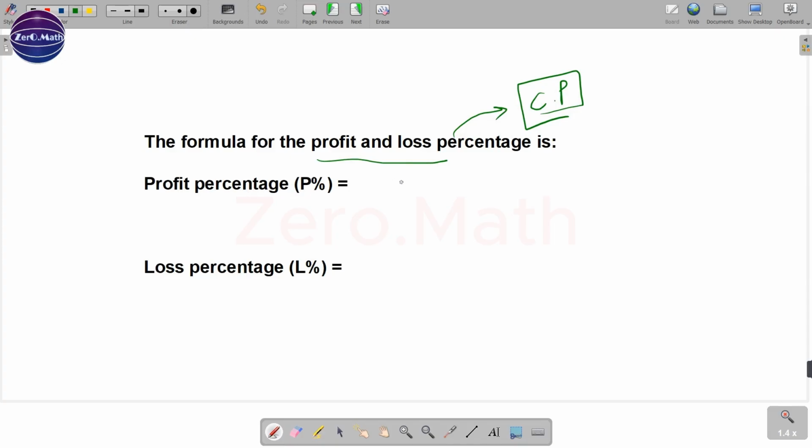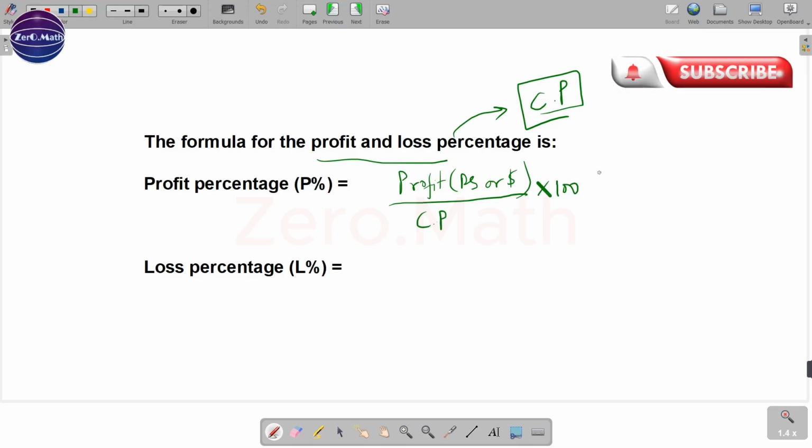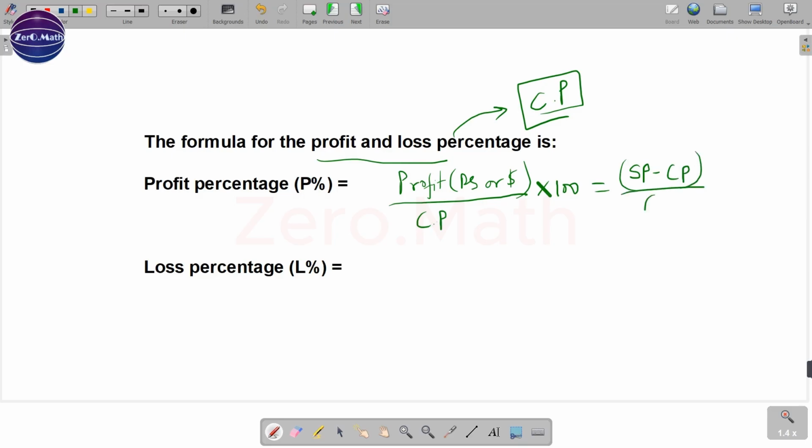So when we calculate profit, the profit can be in rupees, dollars, or any other currency. The denominator will be CP, and to get the percentage, multiply by 100. So this is your method for calculating profit percentage, and you can also write it in this form. How do we calculate profit? Here you can write the selling price minus the cost price, and then over here, you multiply the cost price by 100.